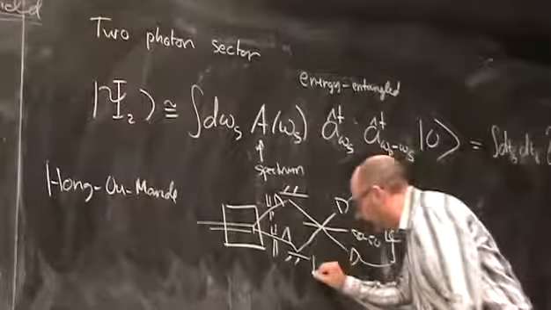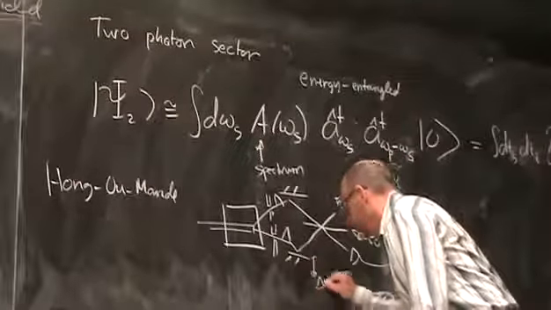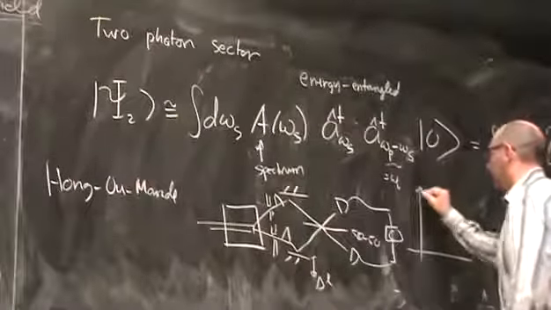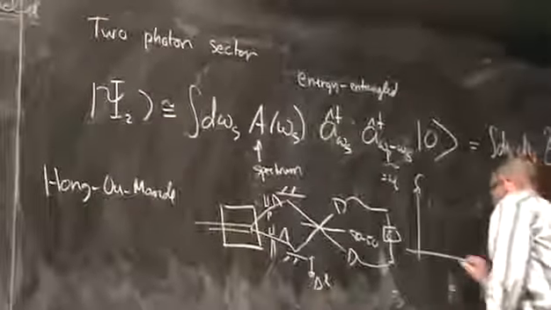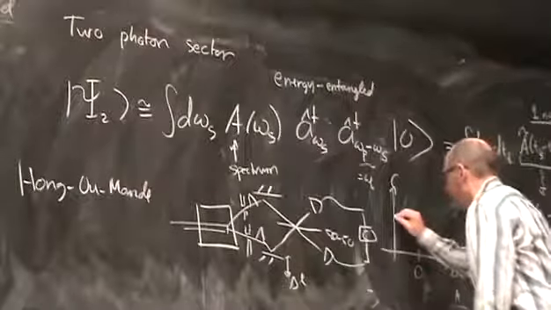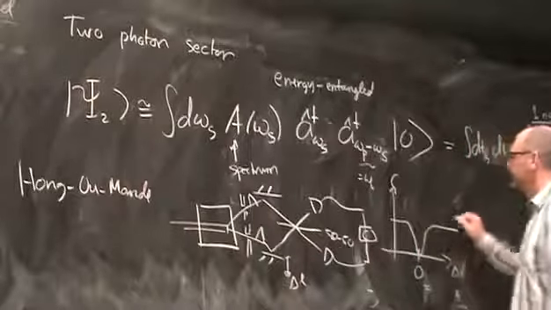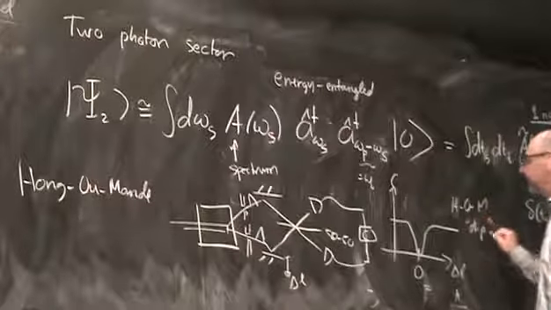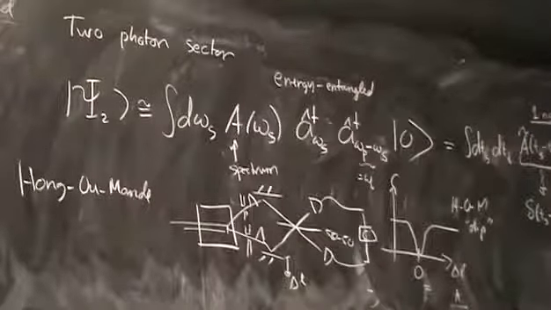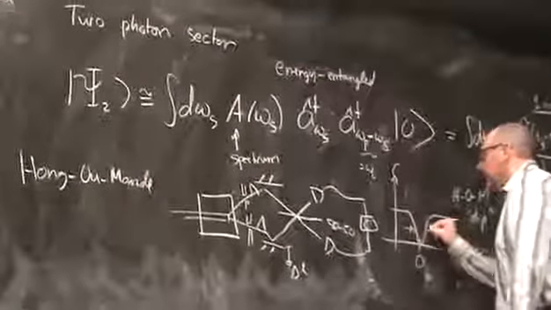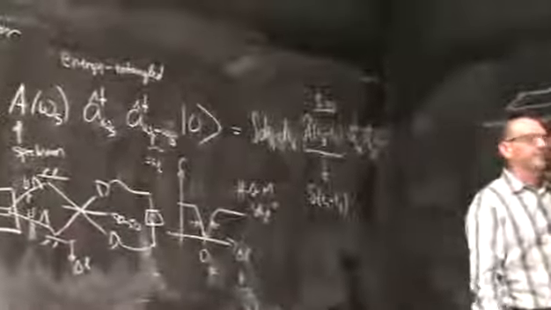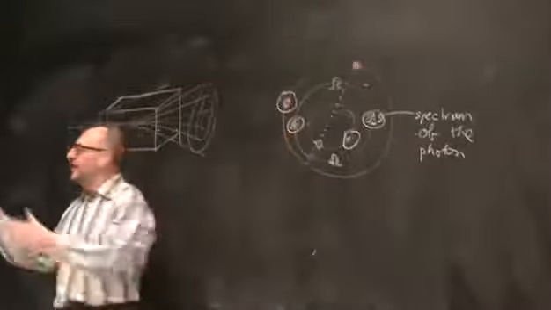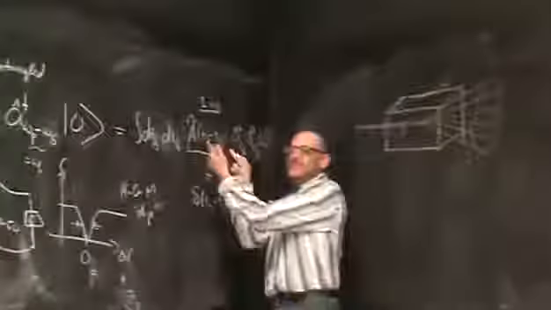And then you put a little bit of a delay line in here. And you look at the coincidence counts as a function of the delay line, and you find the following. When delta L is 0, you get no coincidence, and you get a dip. This is the famous Hong-Ou-Mandel dip. Dip is the technical word. And the width of this dip is determined by this, because the spectrum here determines the correlation time.